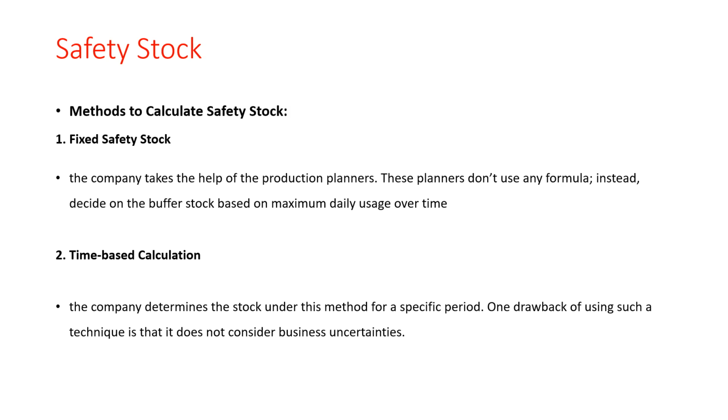The next topic is the methods to calculate the safety stock. The following are the different methods to determine the safety stock. The first method is a fixed safety stock. In this, the company takes the help of the production planners. These planners don't use any formula; instead they decide on the buffer stock based on the maximum delay over time. Here the amount of safety stock remains the same until the planners revise it. This is called a fixed safety stock. We are not changing the amount of safety stock.